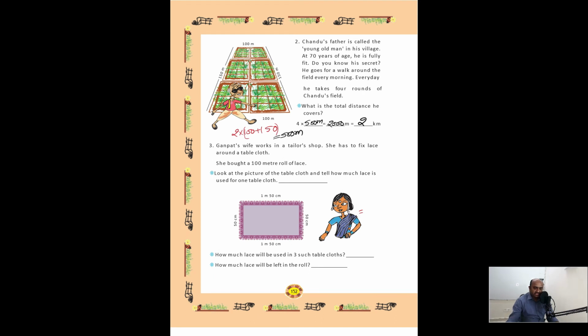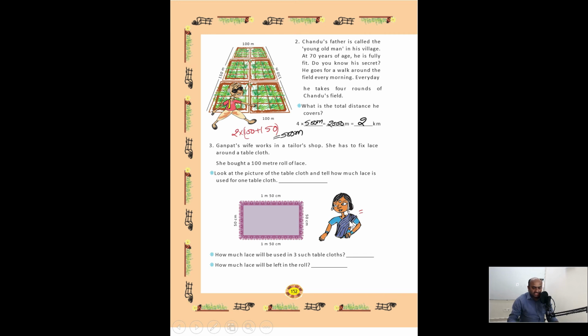So can you see this? This is the tablecloth. It is in rectangular shape. Okay. So the same formula only we will apply here also. 1 meter 50 centimeters is the length and the breadth is 50 centimeters. Otherwise, I will show you with the mouse pointer. 1 meter 50 centimeters is the length. Okay, and then 50 centimeters is the breadth.